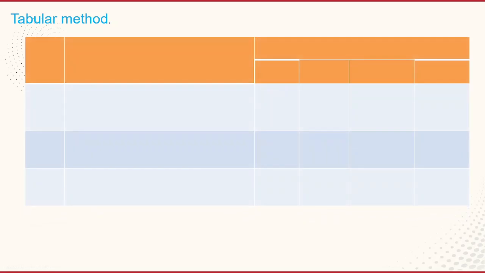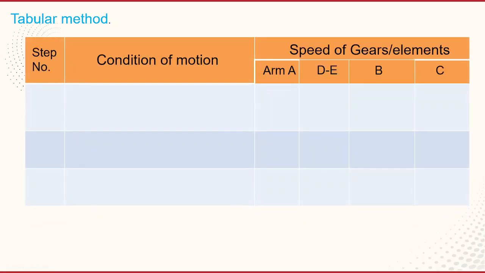First prepare a table. Here are the step number, condition of motion, and speeds of the gear elements. In this, arm A, and D and E are compound gears. Because compound gears are connected to one shaft, the speeds of the gears D and E are the same. So I am keeping only one column. If you want, you can keep the same column twice, but the values are the same.